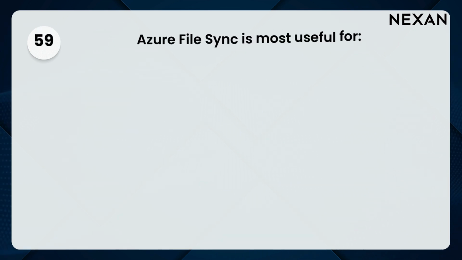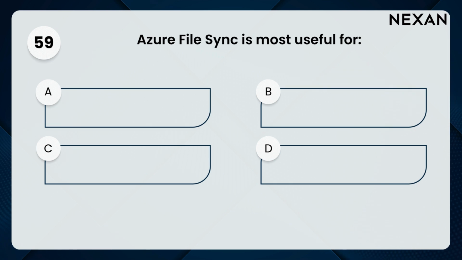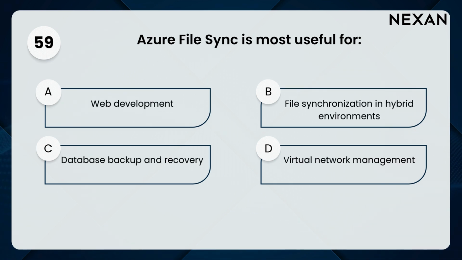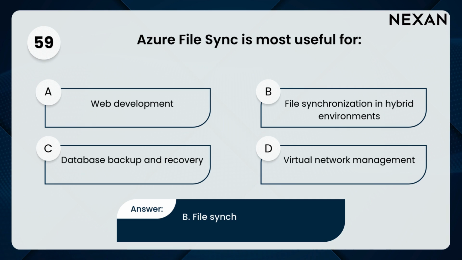59. Azure File Sync is most useful for A. Web development. B. File synchronization in hybrid environments. C. Database backup and recovery. D. Virtual network management. Answer: B. File synchronization in hybrid environments.